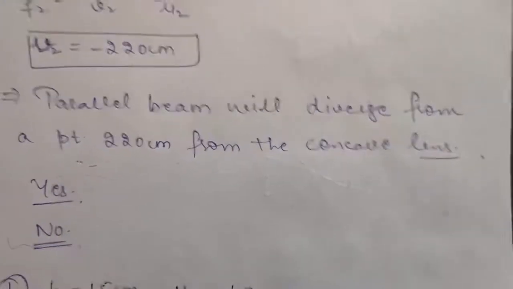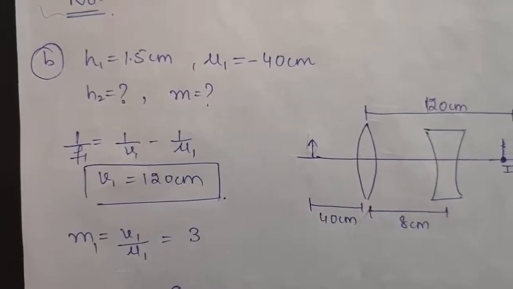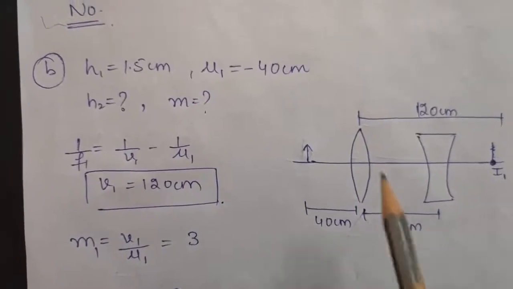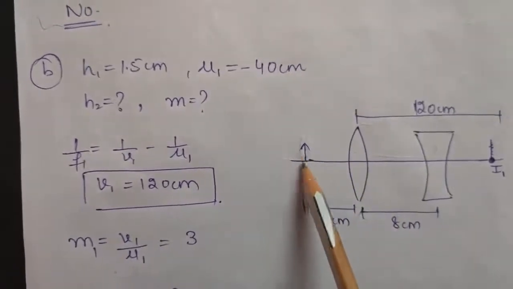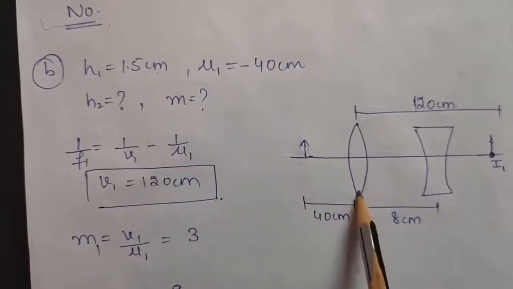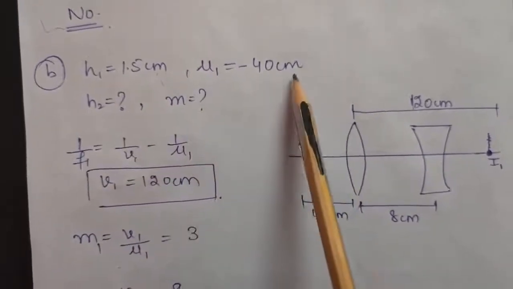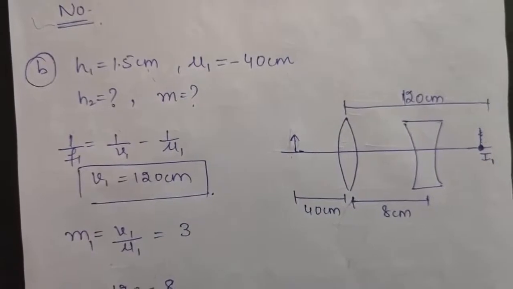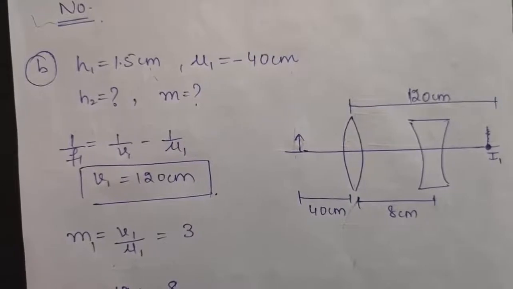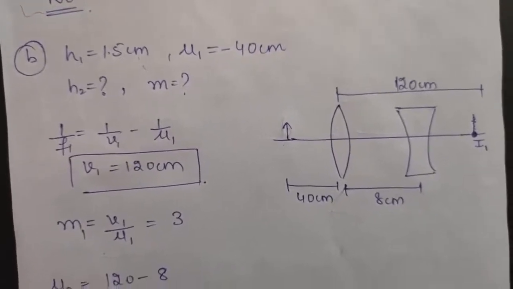Okay, so the B part of the question says an object 1.5 centimeter in size is placed on the side of the convex lens in the above arrangement. That is, on the side of a convex lens, an object of height 1.5 centimeter is placed at a distance of 40 centimeters. So h1 is 1.5 centimeter and u1 will be minus 40 centimeters. So the question says the distance between the object and the convex lens is 40 centimeters. Determine the magnification produced by the lens system and the size of image.